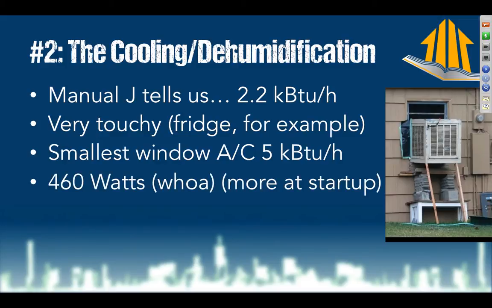Now, the smallest window AC is 460 watts, and that's at steady state. I'm going to have a solar system that we're going to talk about next week.